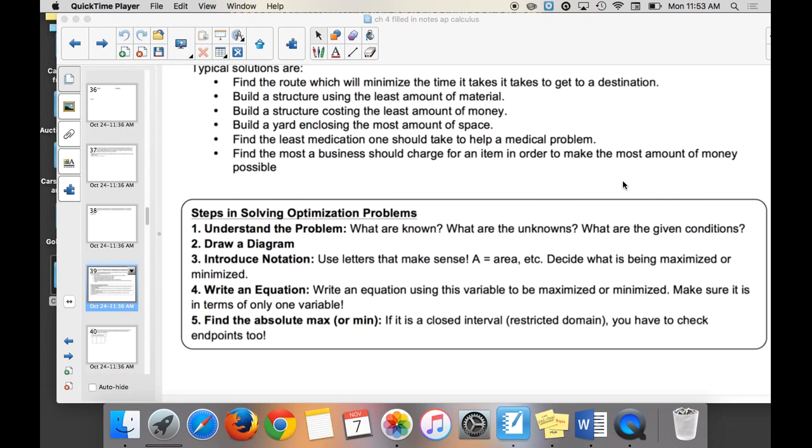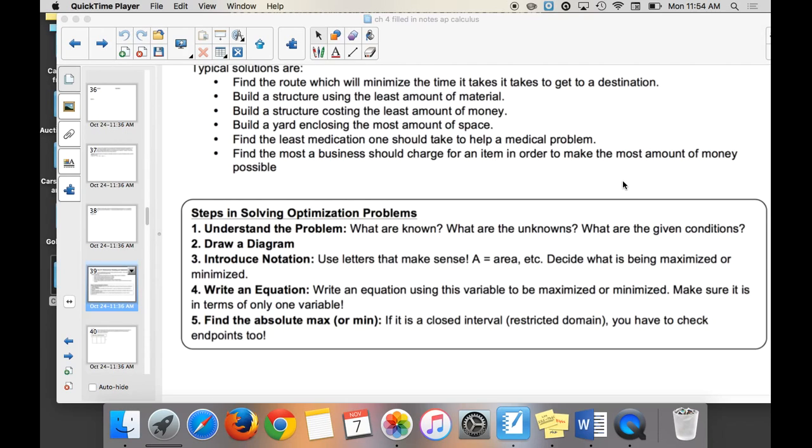So the steps to solving an optimization problem. The first thing is to understand the problem. Say what values are known, what values are unknown. What should I make my variable? What are the given conditions? Draw a diagram if needed. Introduce notation and use letters that make sense. So if you're talking about area, use A. If you're talking about length, use L. Width, use W. Decide what's being maximized or minimized.